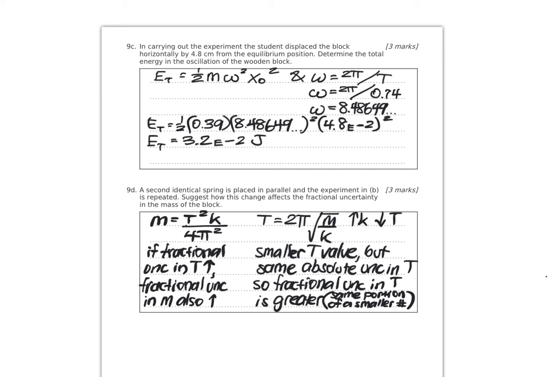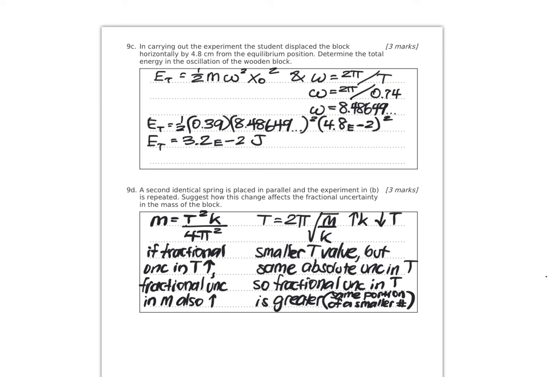But anyway, as spring constant goes up, then the period would go down because of this equation here for the period of the system. So increasing the spring constant would yield a smaller period value. That's where I'm getting that from.